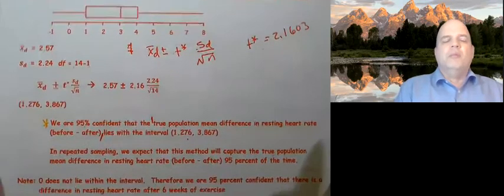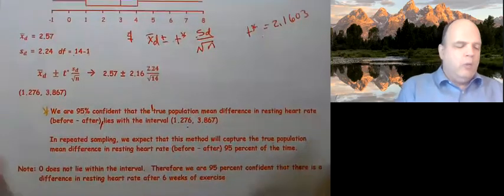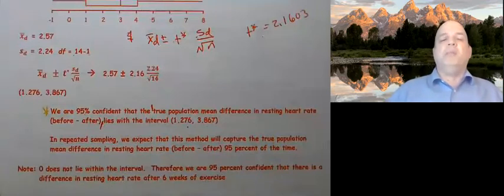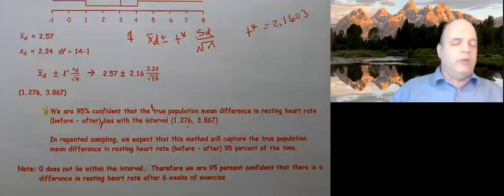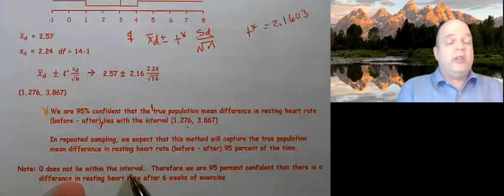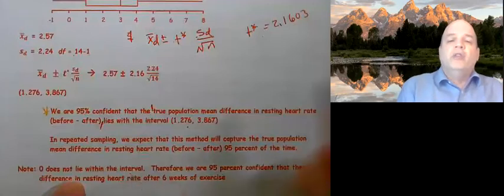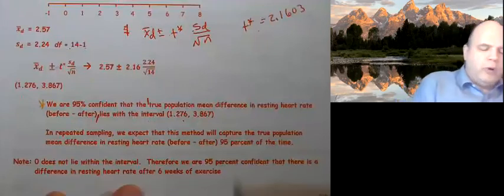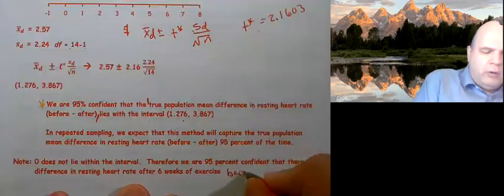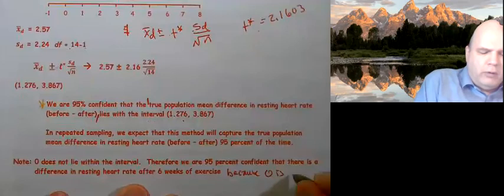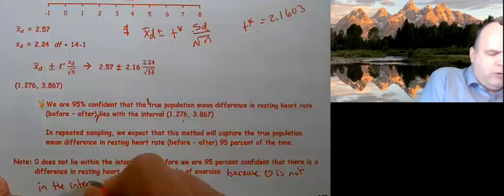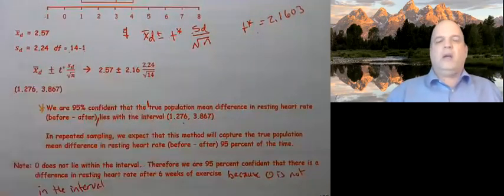Now, did this show that it worked? Well, zero does not lie within the interval. Well, zero indicates that there was no difference. Well, the fact that no difference doesn't lie in there means that there was a difference. So we're 95% confident that there is a difference in resting heart rate after 6 weeks of exercise because zero is not in the interval. Okay, and that will conclude that one.